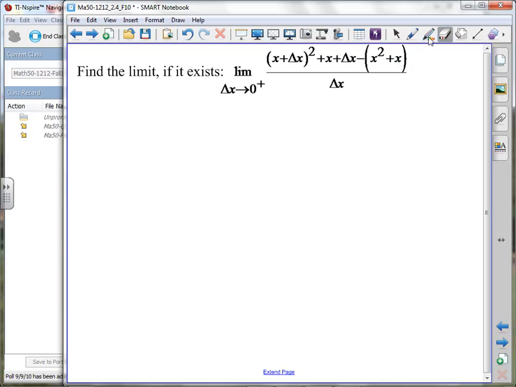Okay, here we go. Hope you're getting used to this notation, x plus delta x. Delta x stands for what? Change of, okay, the difference between inputs. So delta x is not an input, it's the value that represents the difference between the inputs. Okay, find the limit if it exists.